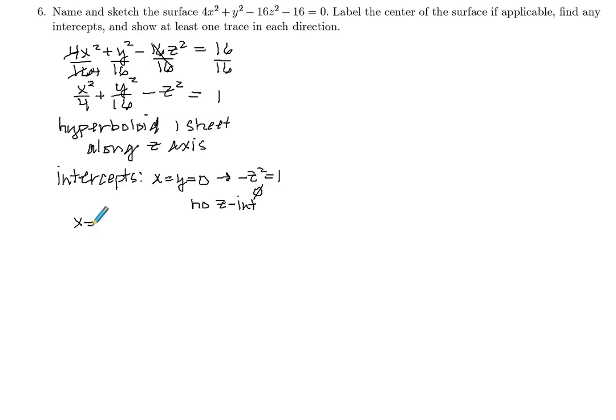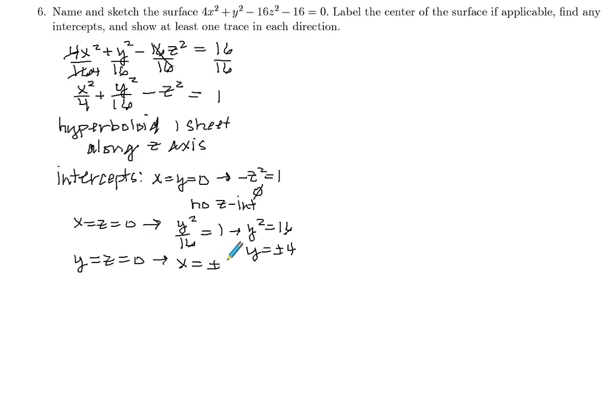If x equals z equals 0, that's going to be the y-intercepts. So that makes this term and this term drop out. So you get y squared over 16 equals 1. So y squared equals 16, and y equals plus or minus 4. So that's your plus or minus b. And similarly, if y equals z equals 0, that's going to give you x is plus or minus 2.